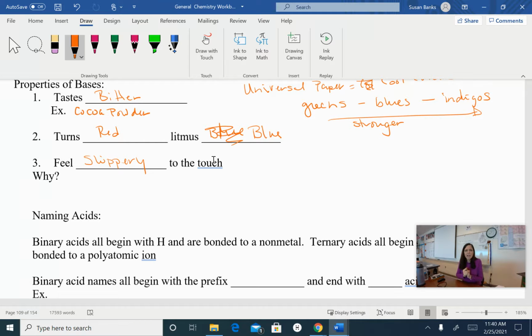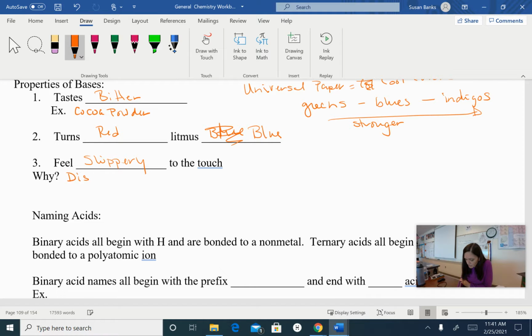Now, the reason that our hands feel slippery when we are touching a base is our cell membranes in our skin is basically made out of skin cells, right? Our cell membranes are made out of fat, right? Remember that bilipid layer from biology? Bases are really, really good at dissolving fat. They're also really, really good at dissolving protein. So the reason why our skin feels slippery when we touch bases is it's dissolving our skin, okay?